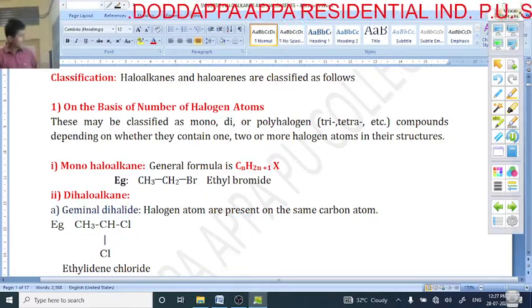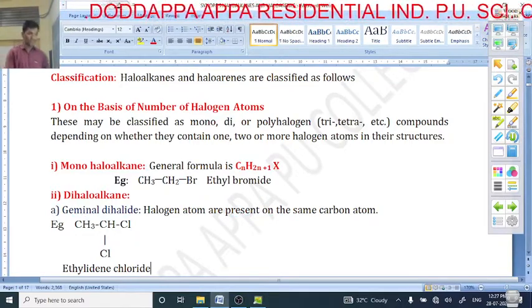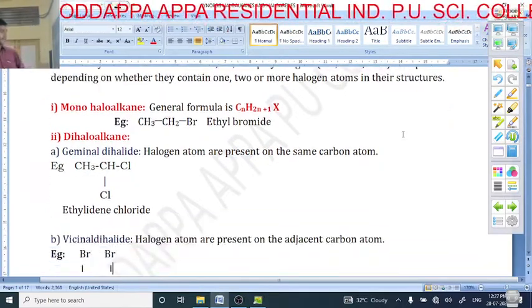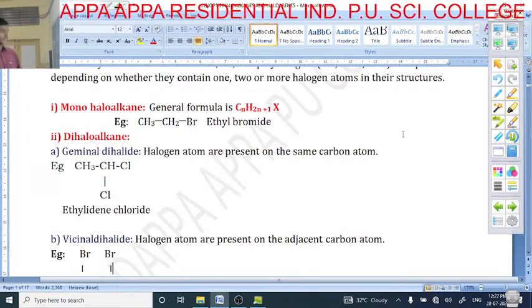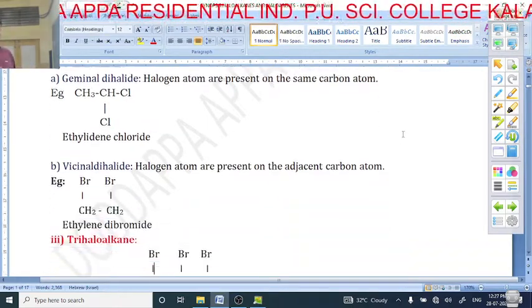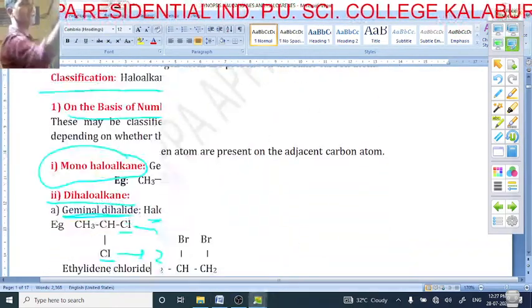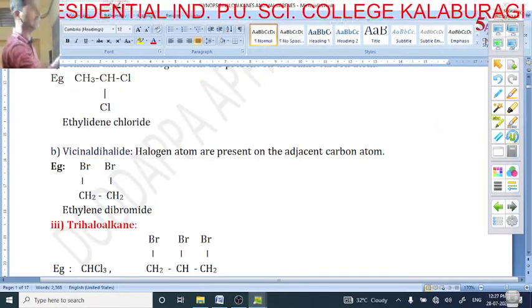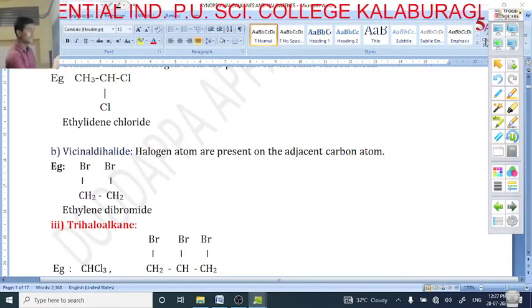The dihaloalkanes are of two types. One is geminal dihalide. The next is vicinal dihalide. What is this vicinal dihalide, my dear students? I am discussing it here.